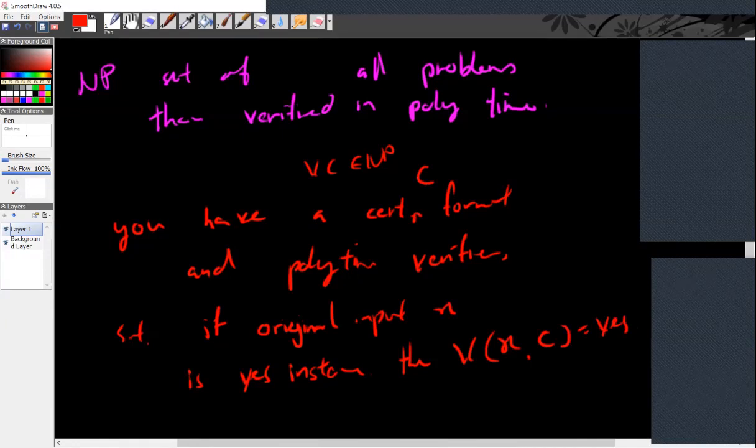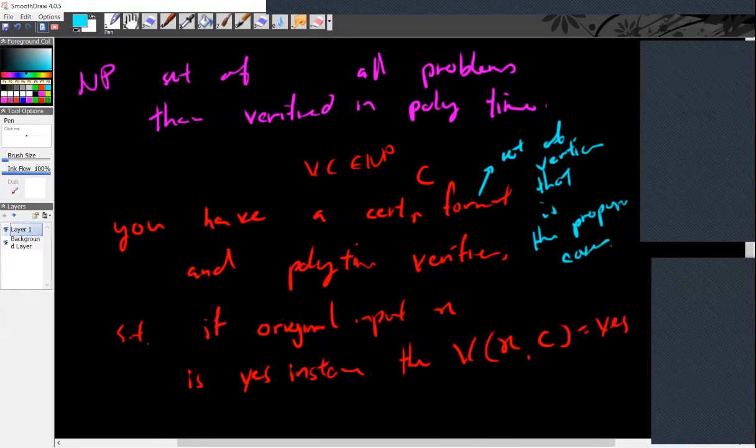I know this sounds very abstract, but just think about what we did for vertex cover. For vertex cover, what should the certificate format be? The certificate format here should just be a set of vertices, that is the proposed cover. And think about what the verifier should be. The verifying algorithm should just be you going through all the edges and seeing what is covered by these vertices. So that's all I'm trying to say.